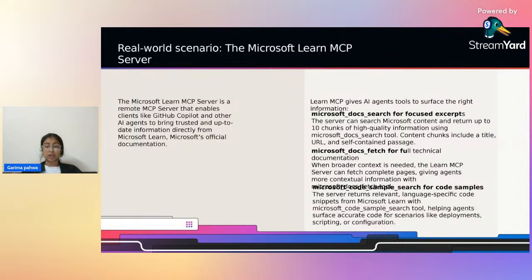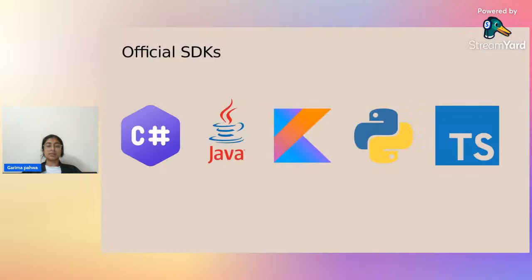There's full technical documentation that you can come up with when broader context is needed. The Learn MCP server can fetch complete pages, giving agents richer, more contextual information than a chunk alone could provide. Code samples. Now, the server returns relevant language specific code snippets from Microsoft Learn, helping agents surface accurate code for scenarios like deployment, scripting, or configuration. Moving to the next slide.